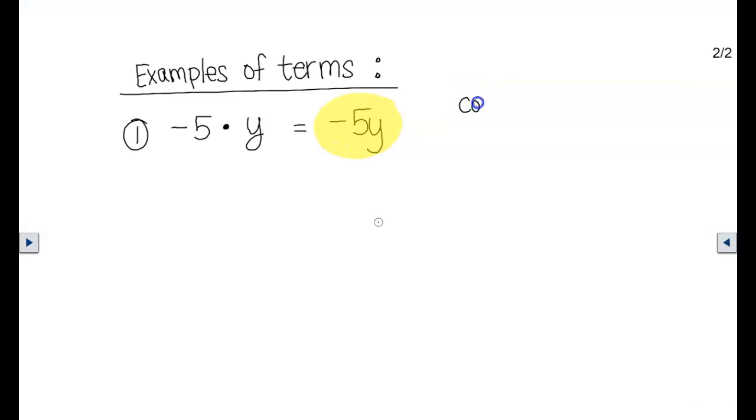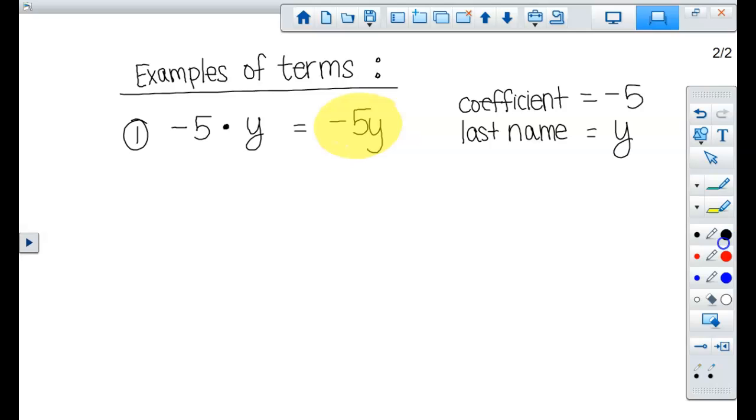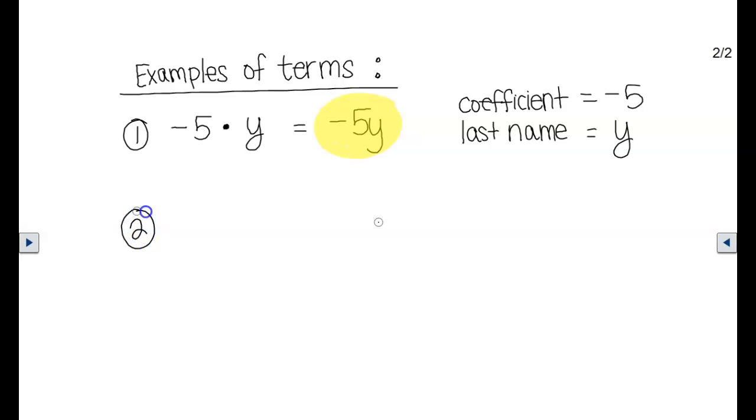So on this term, the coefficient would be -5. Okay, and then the variable part, or the last name as we're going to refer to it, would be y. So there are the two parts, the coefficient, which is -5, and the last name, y, which is the variable part. Okay, let's make another one.